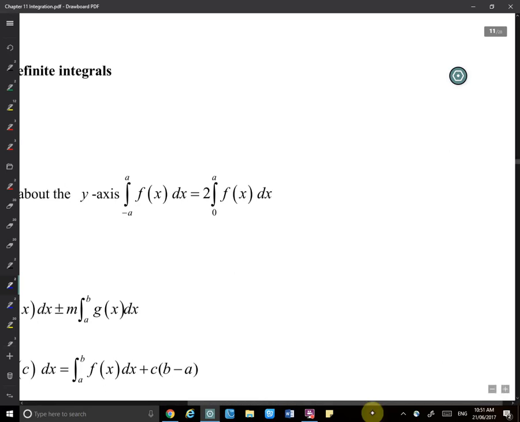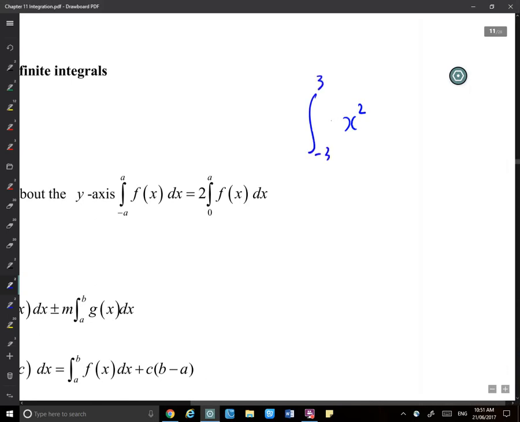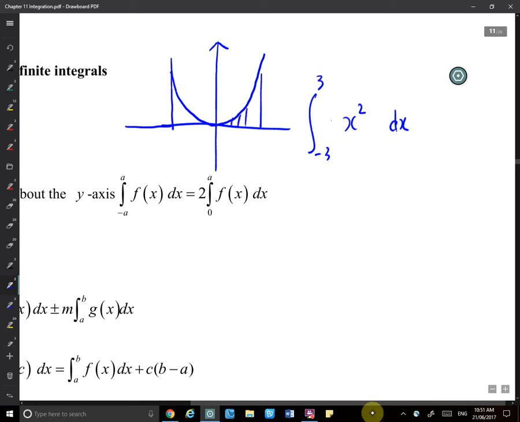So let's do an example, let's say x squared. I want to integrate x squared from -3 to 3. Well, x squared looks like this. It's symmetrical about the y-axis. If you say the area from -3 to 3, you talk about this area and this area. The left-hand side area should equal the right-hand side area. Therefore, this can be said as 2 lots of the integral from 0 to 3 of x squared dx.